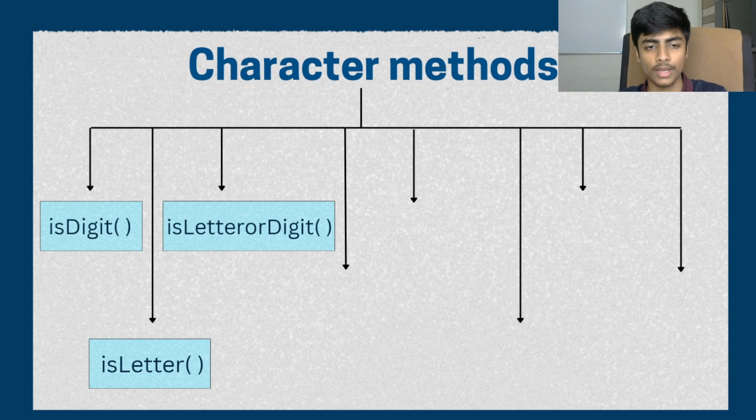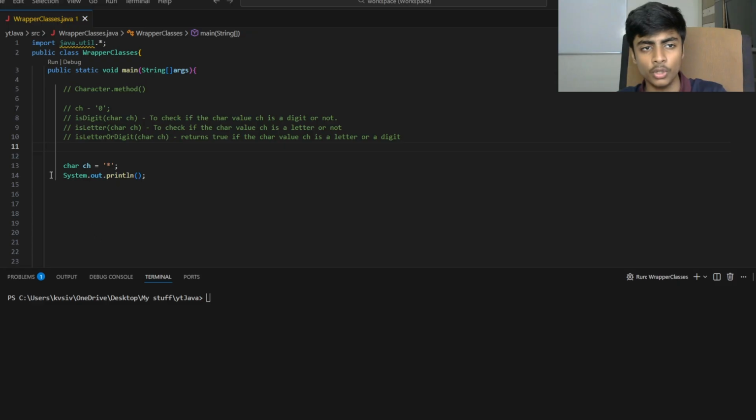Now we're going to be looking at the isLetterOrDigit method. If you look at the isDigit method, it returns true if our value is a digit. Our isLetter method returns true if our value is a letter. Now the isLetterOrDigit method is really simple. It's just going to return true if it's either a letter or a digit. So it's only going to return false when I enter special characters.